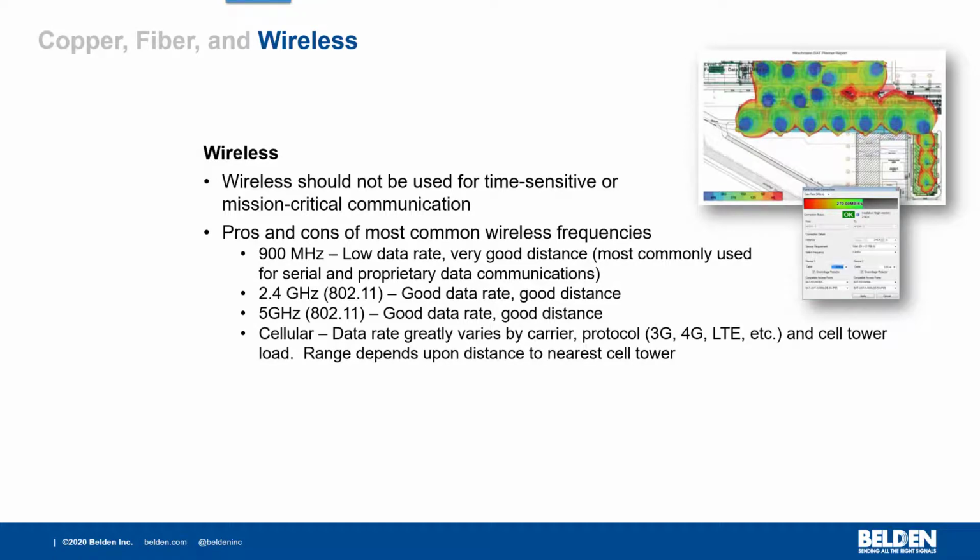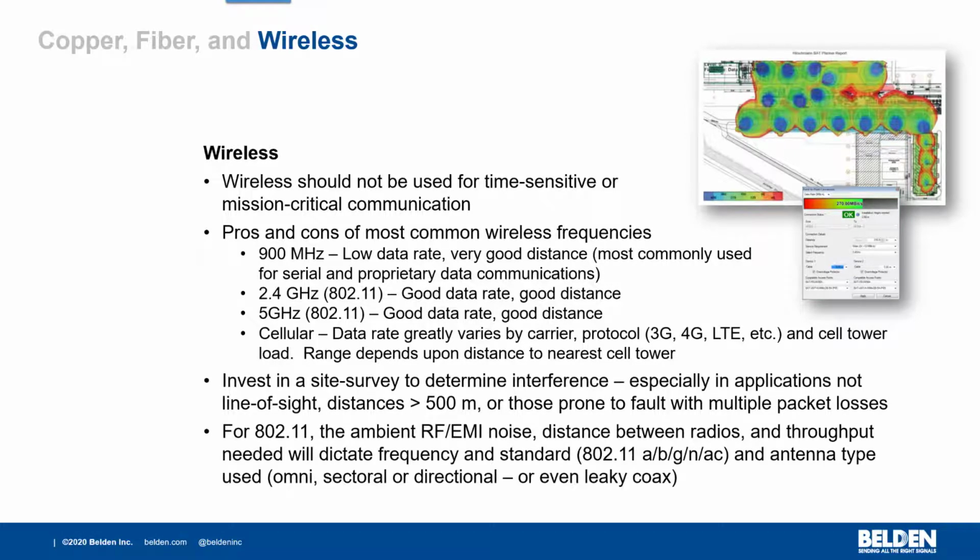Cellular obviously is heavily reliant upon the carrier to determine the data rate, as well as the protocol, whether it's 3G, 4G, LTE, and obviously the cell tower load. The range directly depends upon the distance to the nearest cell tower.